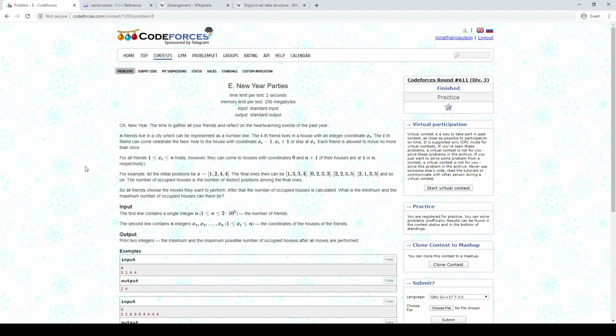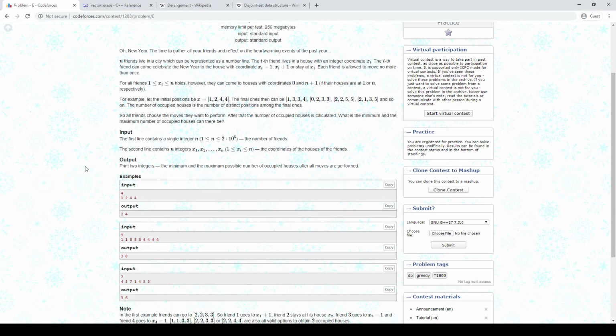N friends live in the city on the number line. They live at x_i. You can only move at most one square. And you can go sort of off the line. I see. So everyone moves left or right 1. And what is the min or max number of distinct numbers that we can have in that case? Okay. And there's 200,000 friends, and they can occupy up to 200,000 positions.